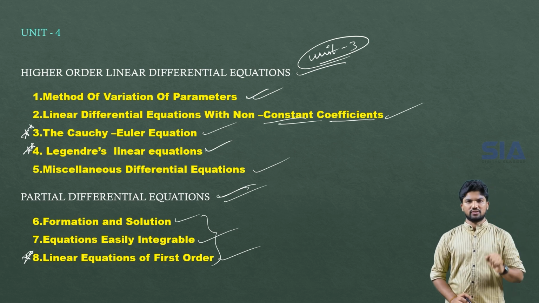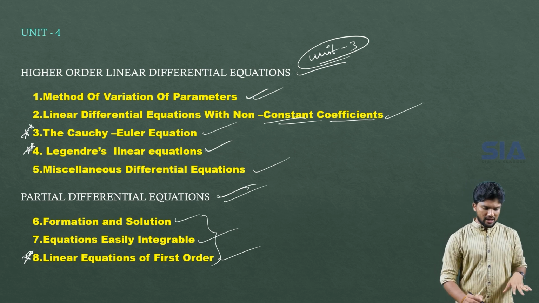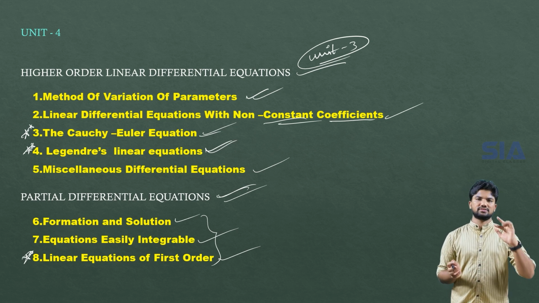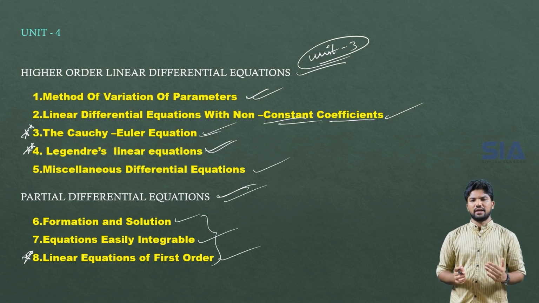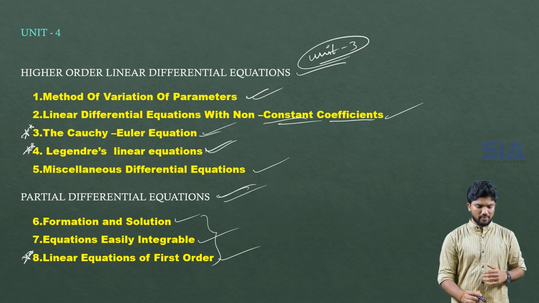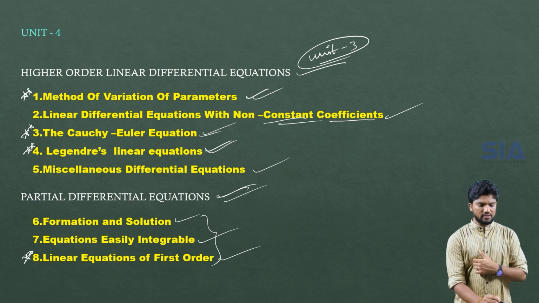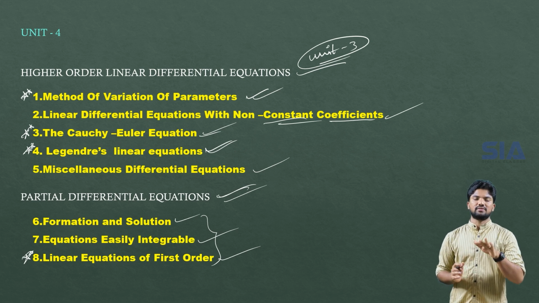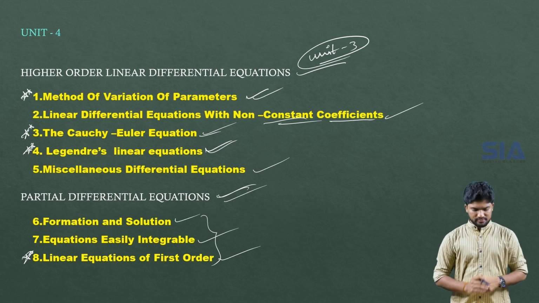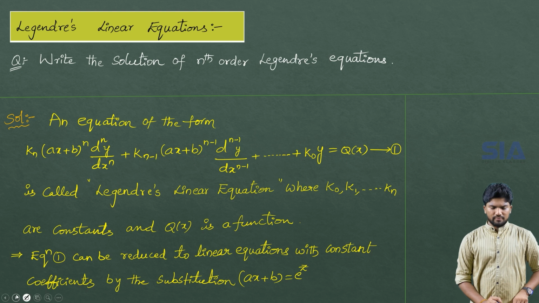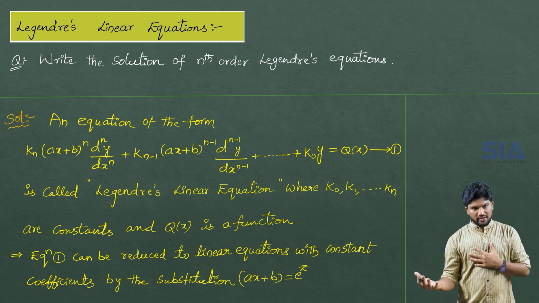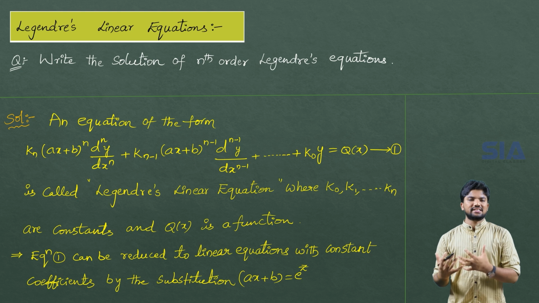Some topics here are very important. You will get one essay question from the Cauchy-Euler equation or Legendre's linear equation. From these 2 topics you will get one essay question. From the remaining topics, the variation of parameter method is also very important. So from these 4 methods you will get at least 2 essay questions, and from the remaining topics you will get short questions. From this chapter you can expect the derivation also. Derive the Cauchy-Euler equation or explain about Legendre's equation.